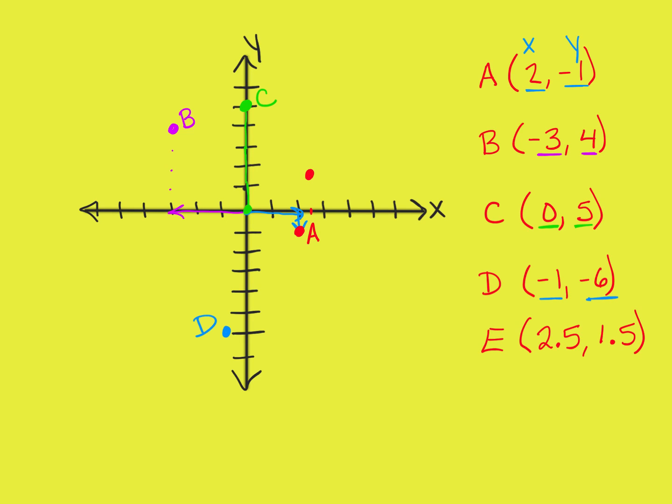And so this point, E, the x-coordinate falls between 2 and 3 because it's 2.5, and the y-coordinate falls between 1 and 2 because it's 1.5. If I can plot these, I can plot any point on the coordinate plane.